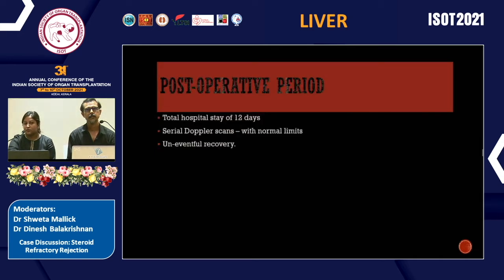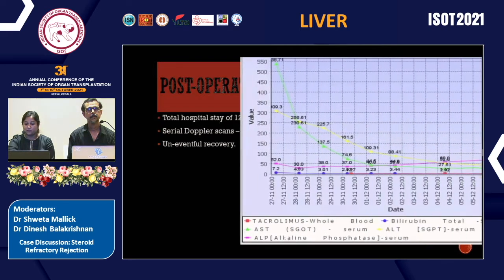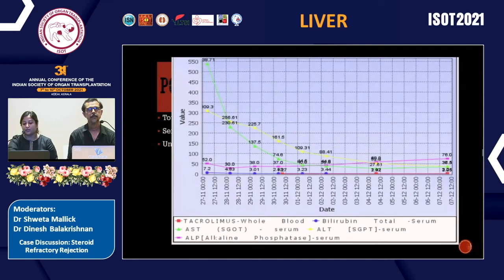The patient was with us for 12 days in the post-operative period in hospital, during which his serial Doppler scans and his labs were all within normal limits. He had an uneventful recovery. If you look at the graph, you will see that the bilirubin level and enzyme levels all come down towards the end of his hospital stay.